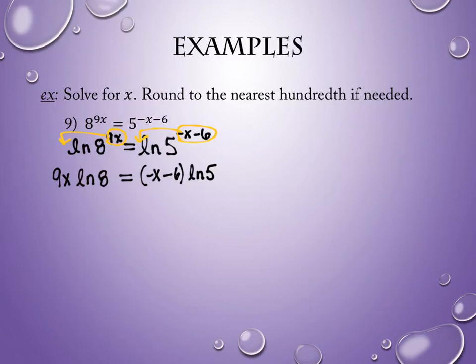So, I need to solve for x. The problem is that I have x on both sides of the equation, right? And I need to get them on one side of the equation. So I need to move something with addition and subtraction eventually, but I can't right now, because right over here, I need to actually distribute first. So we're going to do that. I have 9x natural log 8 equals negative x natural log 5 minus 6 natural log 5.